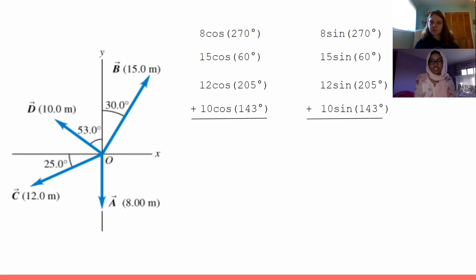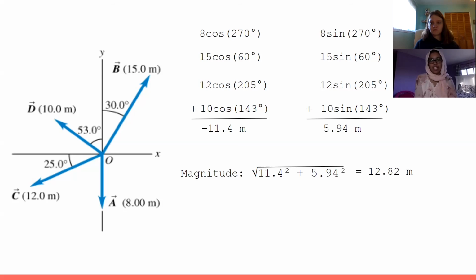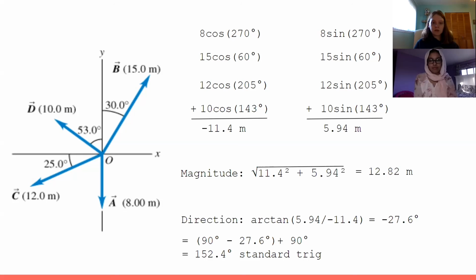When you add these vectors together, you get negative 11.4 meters for cosine and 5.94 meters for sine. Then to find the magnitude, you take the square root of 11.4 squared plus 5.94 squared, which gives us 12.82 meters. And to find the direction, we would do the inverse tangent of 5.94 over negative 11.4, which would give us negative 27.6 degrees. But once again, since our final result will be in the second quadrant, we would subtract 27.6 from 90 and then add 90 back to give 152.4 degrees standard trig for our final angle.